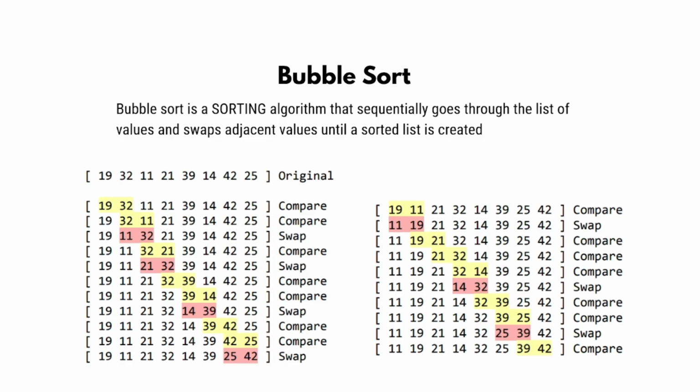Bubble sort is a sorting algorithm that sequentially goes through the list of values and swaps adjacent values until a sorted list is created. Okay, so here, this is every step written out, right? Starting from 19, remember, it goes sequentially, so it starts from 0, goes all the way to the end. Is 19 bigger than 32? No, it's smaller, right?